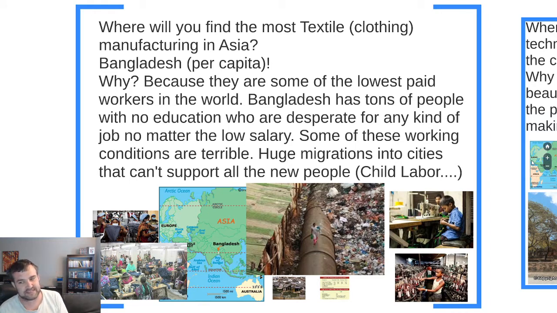So there's definitely some pretty messed up abuse of workers going on in our modern world today. The conditions for these workers are terrible. There have been times where the factories fell apart and a bunch of people died. But this makes historical sense and sense of how the world economy works, because Bangladesh is having huge migrations into cities. These cities can't support all these new people, so the people in Bangladesh are desperate for any kind of work, and they're willing to work for $1 an hour to sew clothes for the Western world.